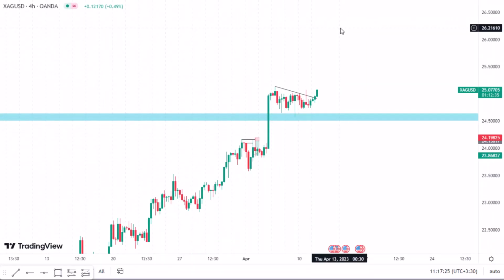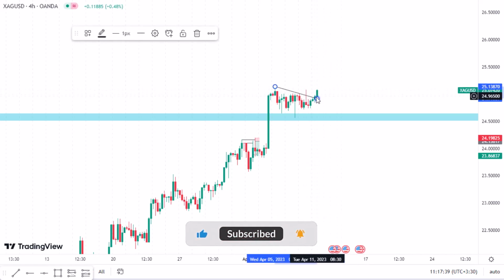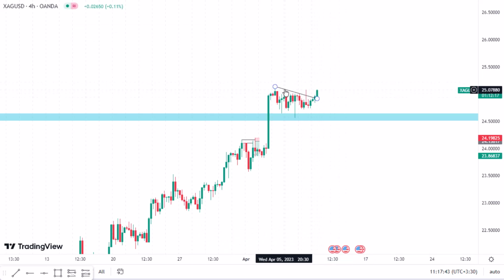Hey traders, welcome back. As I told you in my previous analysis, we have a trend line. With the break of that to the upside, we can enter a buy position, okay? But it didn't. Instead, it made a shadow here, okay? The body of the candle couldn't close above this trend line.